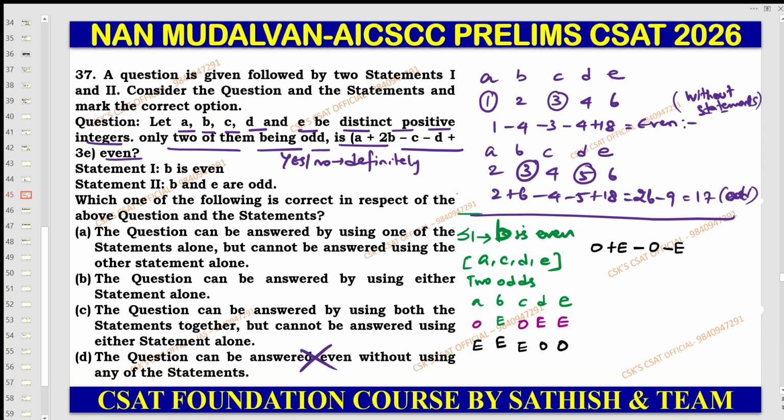First case. Suppose you take E as even, listen carefully. E as even, what would happen here? 3 into even, so automatically it becomes even. So this is the parity. You can check here. Right? Guys, understood?